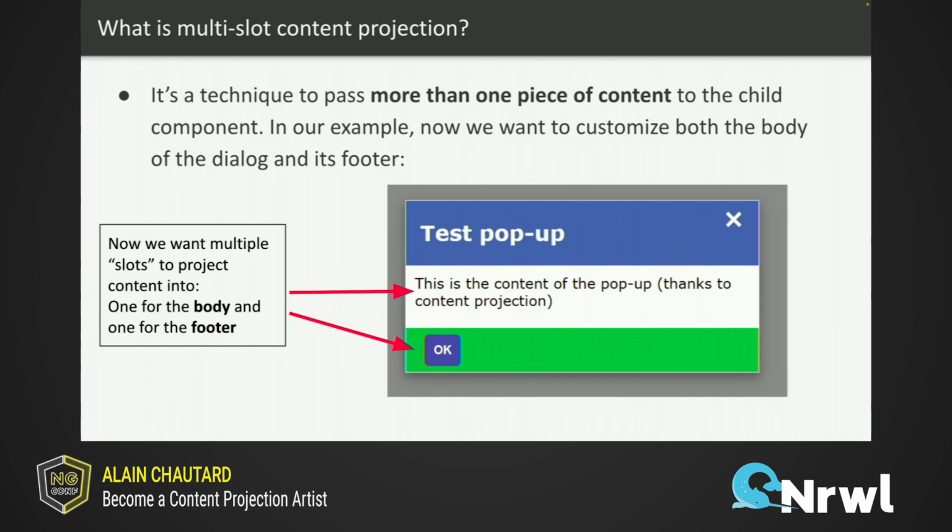The idea is that instead of having one ng-content, we're going to have two or three or four or more. And each of these ng-contents is going to have a way to select a specific template to project in here. So in the case of my example, we're going to have two things that we pass to that pop-up window, the body, same thing as before. And we're going to add another slot, another piece of content that we project, and that's the footer. So we can add buttons and actions inside of it.